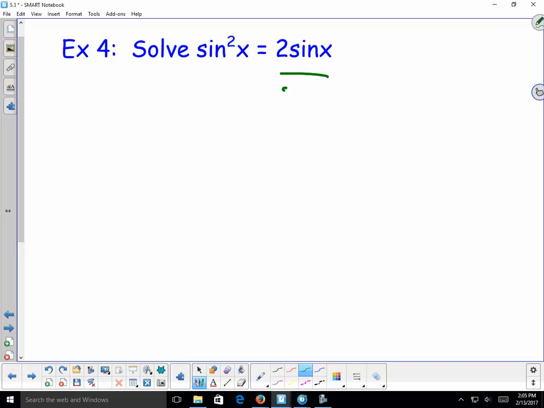All right, if we divide both sides by sine x, let's see what happens. The sine x here divides out with one of those, that divides out with this, and we're left with sine x equaling 2. Agreed?